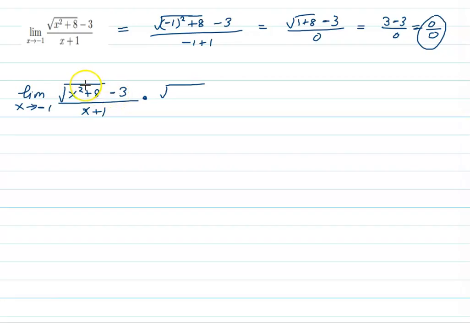So what's the conjugate of this square root expression? We just change the middle sign from negative to positive and multiply the top and bottom with its conjugate like this. Then we simplify it further.